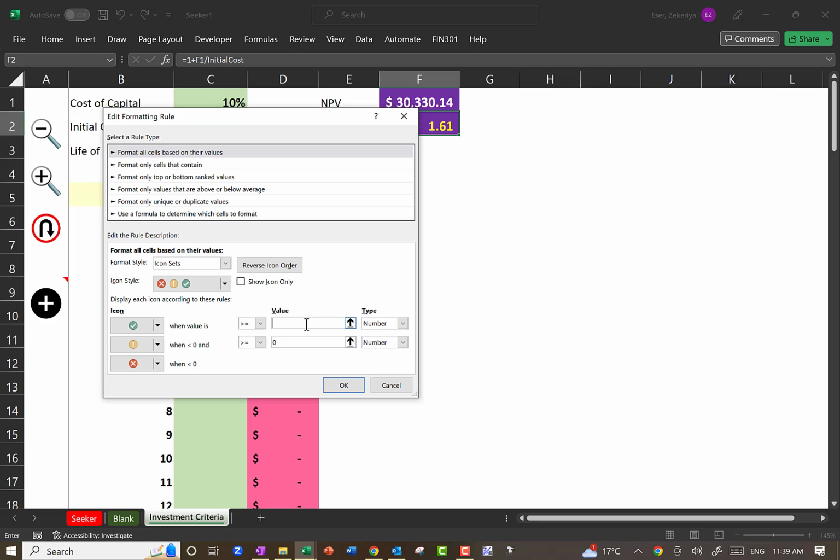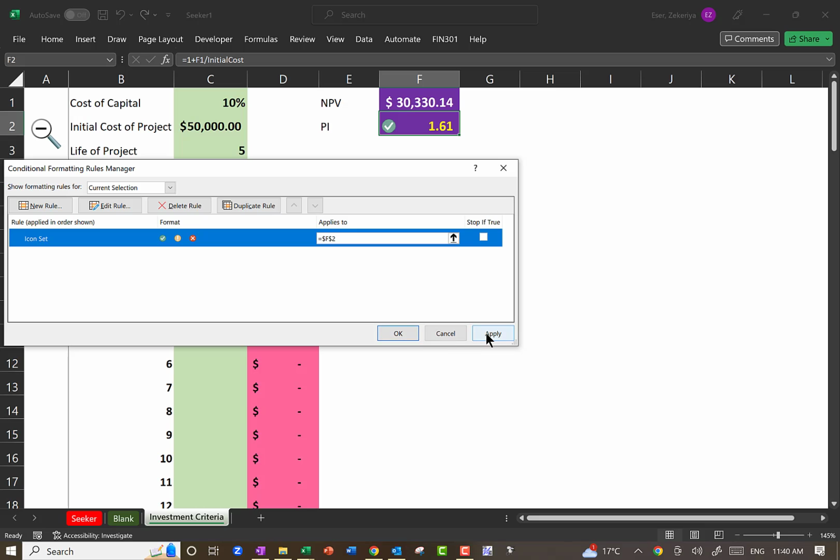If PI is greater than or equal to 1.01, I'm going to have a green light. Other than that, if it's greater than or equal to 0.99, I'm going to have a yellow light, otherwise a red light. Okay?